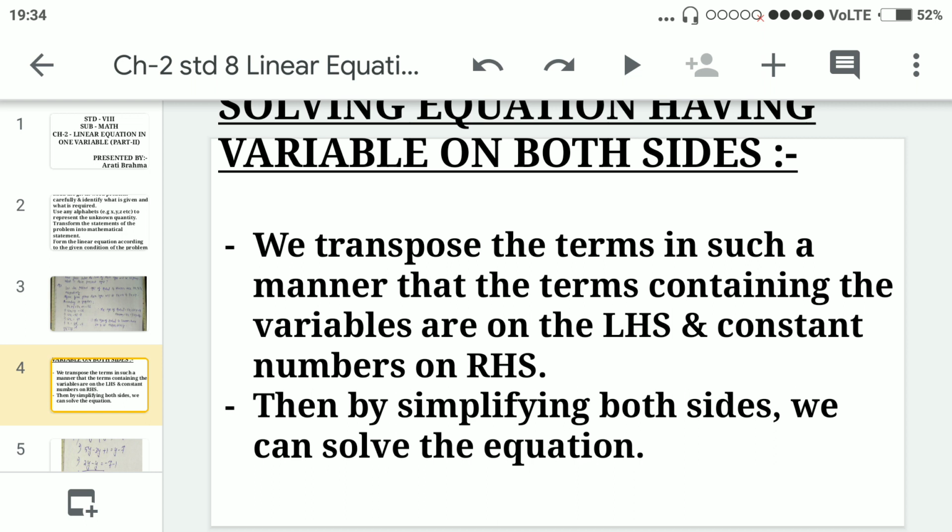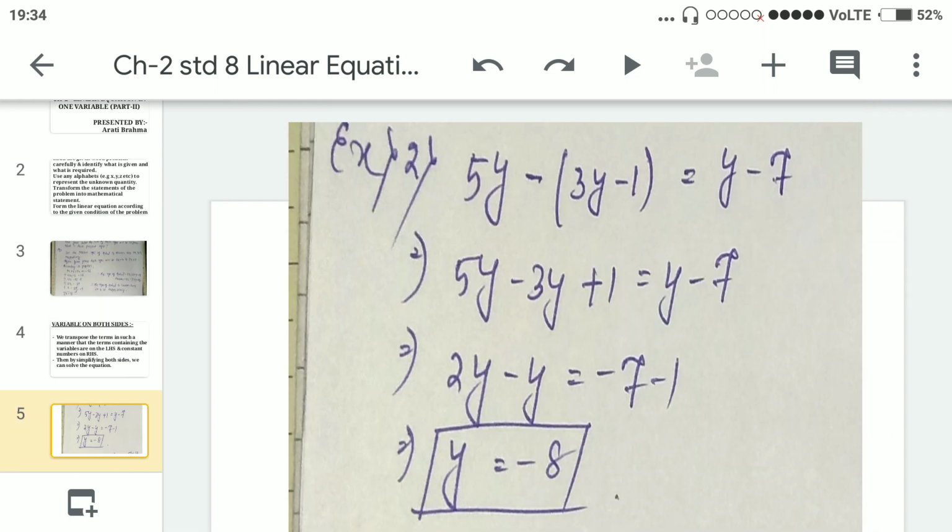Just look at the example here: 5y minus (3y minus 1) equals y minus 7. If there is a bracket with a minus outside, then when you open the bracket, the sign will change. Here it is plus 3y minus 1, no? So after opening the bracket, that will be minus 3y and plus 1. This minus 1 will convert into plus 1, and equals y minus 7.